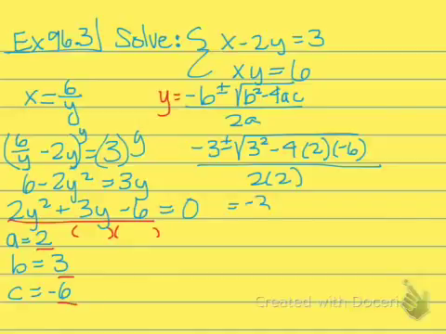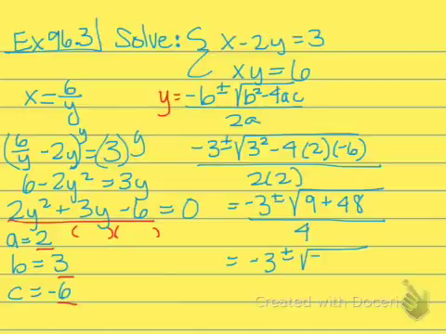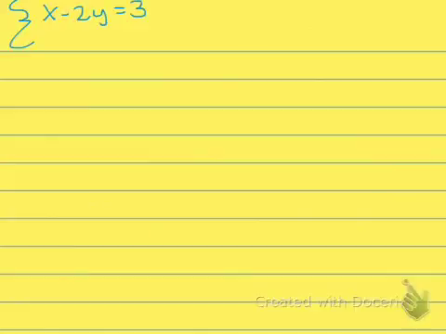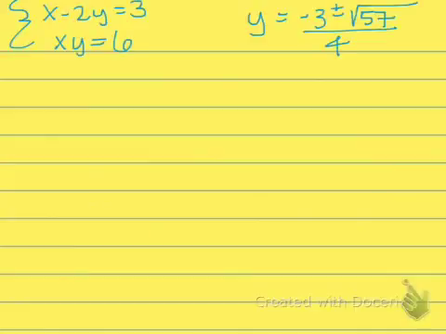So this simplifies, we get negative 3 plus or minus the square root of 9 plus 48. 4 times 2 times negative 6, and 4 is negative, so it's positive 48, all over 4. We get negative 3 plus or minus the square root of 57 over 4. So this is just the first part of our problem though. We have figured out what y can be. Now we need to take it and plug it back in for x.